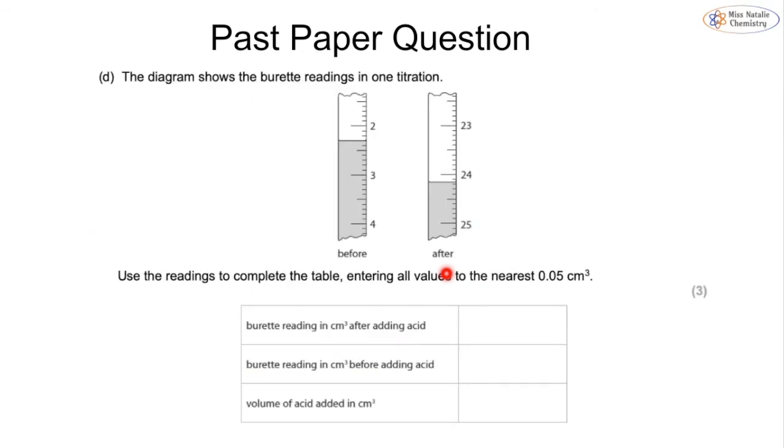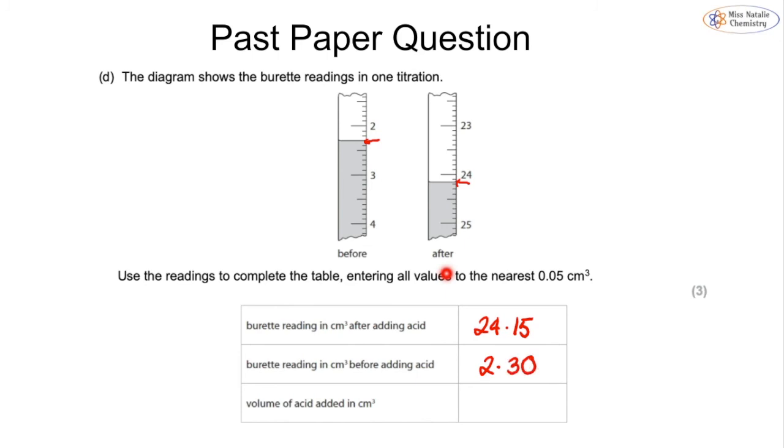So the diagram shows the burette readings in one titration, and it's asking us to use the readings to complete the table. So the burette reading after adding the acid, well, we can see that the scale is going downwards this time. So we're going from 23 to 24, and it is sitting in the centre here. So our answer for after should be 24.15 centimetres cubed, because it is sitting in between 24.1 and 24.2. Then we look at where it was before the acid. It is sitting bang on this line.